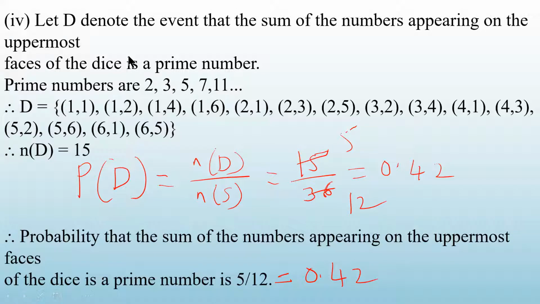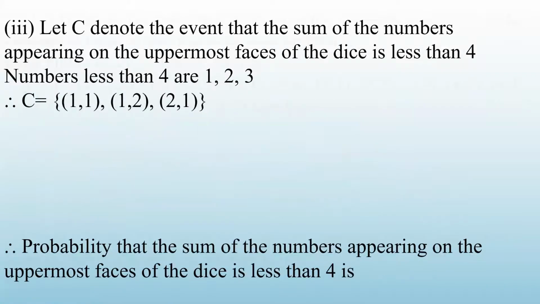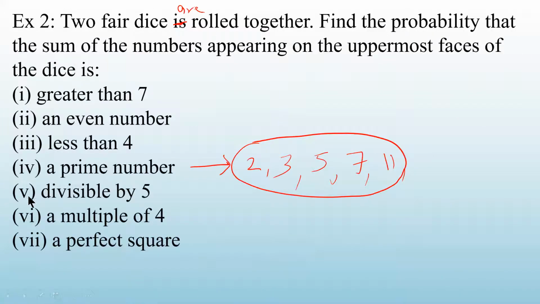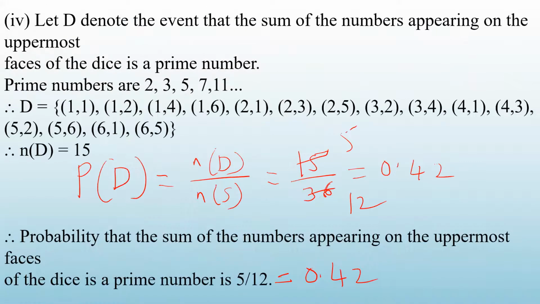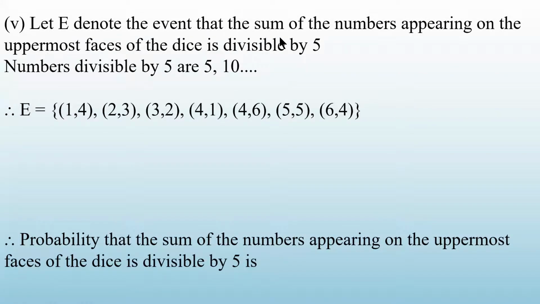Now we will go for the next one. What is the next one? The sum should be divisible by 5. Okay, so fifth one, let me call it as an event E. Let E be the event that the sum of the numbers on the uppermost faces of the dice is divisible by 5. Now, which numbers are divisible by 5? 5, 10, 15. But I don't have to go beyond 10. Because in my case, maximum sum will be 12. So I have to only check for 5 and 10.